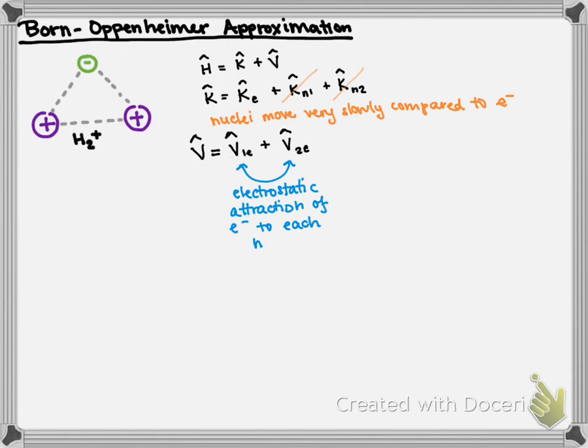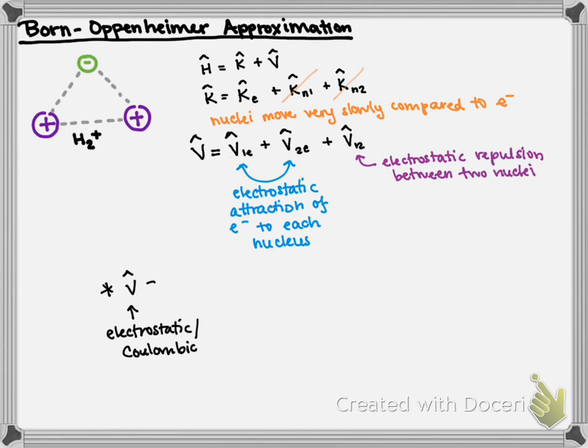So now let's look at the potential energy operator terms. We'll have 2 terms due to the electrostatic attraction of the electron to each of the nuclei. V hat 1e would be the electron attracted to one nucleus. V hat 2e would be the potential energy operator due to the electron being attracted to the other nucleus. And then we'll also have V hat 12, which would be the electrostatic repulsion between the 2 nuclei.